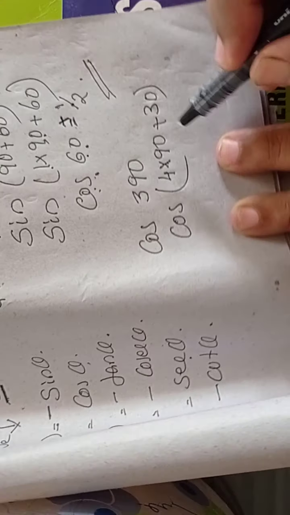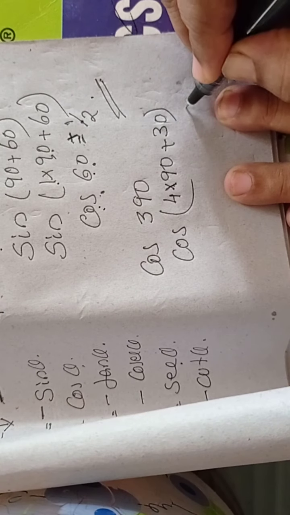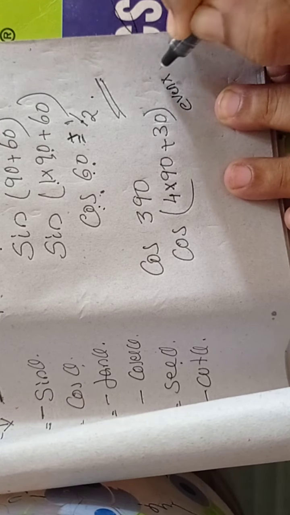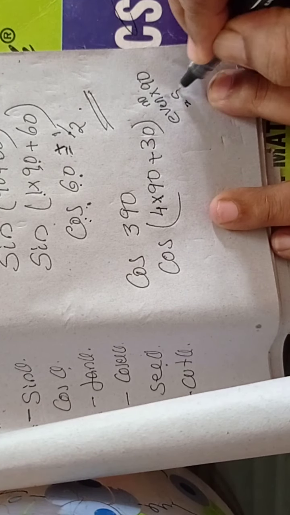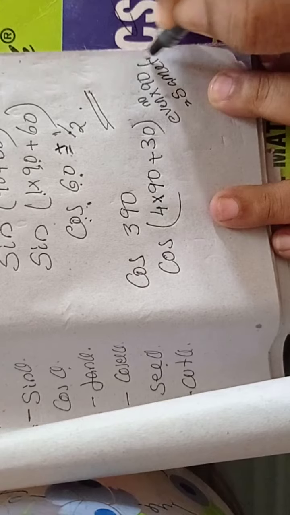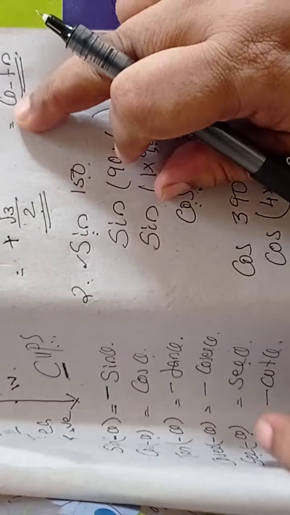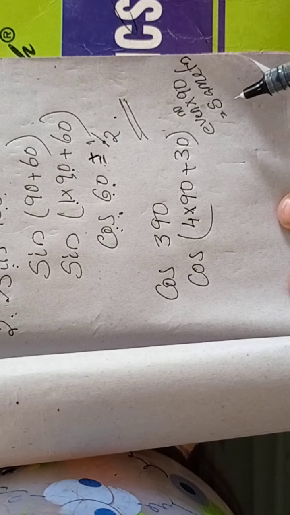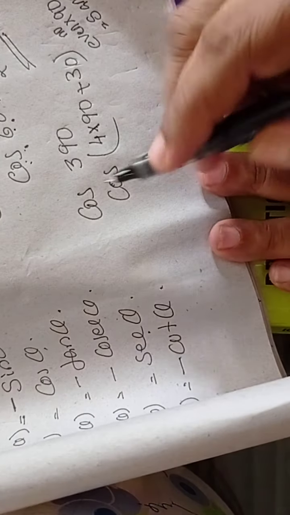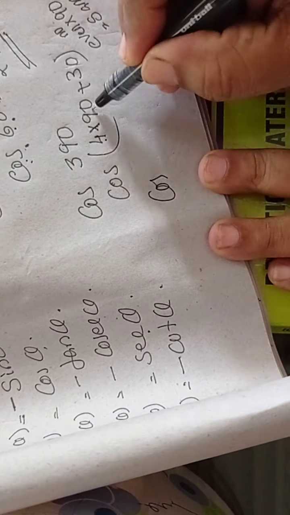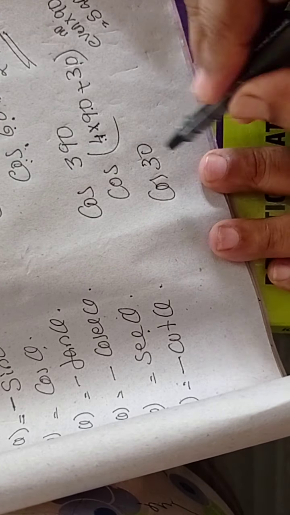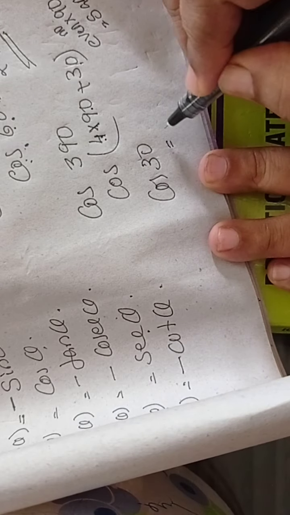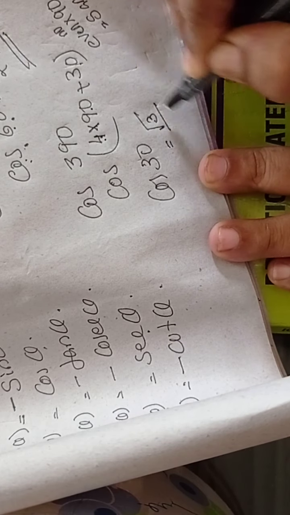Look here. If you write an odd number into 90, you will get the cofunction. Even number into 90, you will get the same function. That is cos 4 into 90, even, therefore cos 30 itself. What is cos 30? Cos 30 is root 3 by 2.